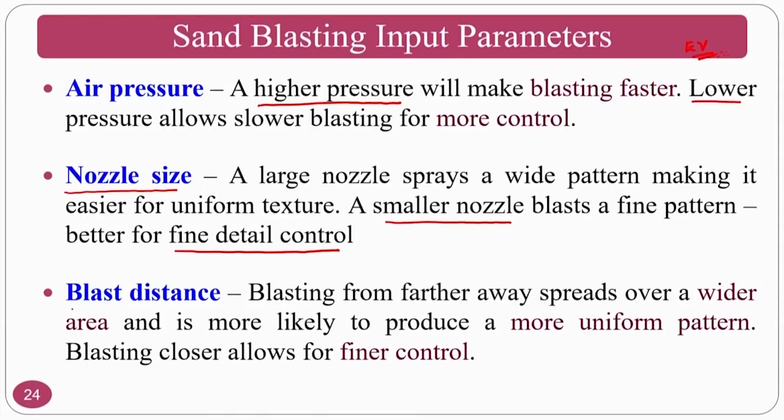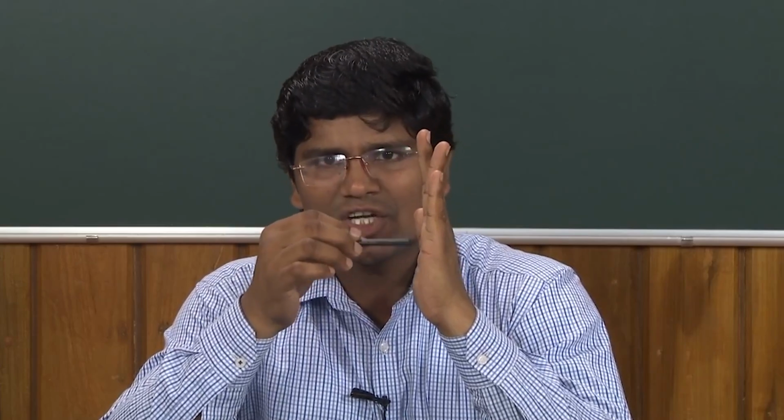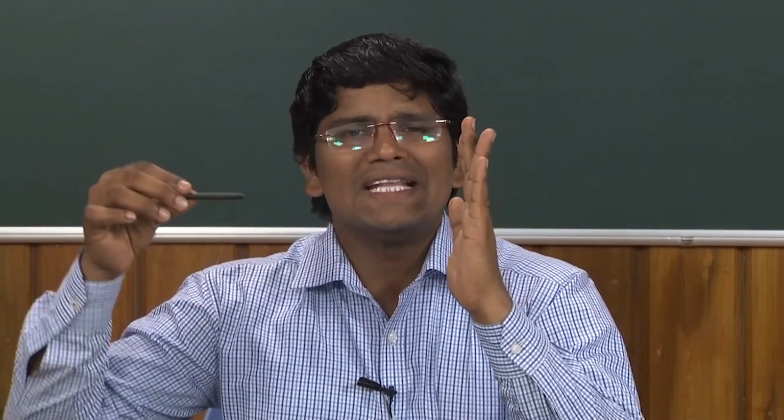The blast distance is the distance from the workpiece to the nozzle exit. Blasting from farther away spreads over a wide area and is more likely to produce a more uniform pattern. Blasting from closer gives finer control. Assume my workpiece is here: if my blasting distance is very small, if my nozzle is here, you will get a finer surface texturing. If I go farther, the divergence will be very high.